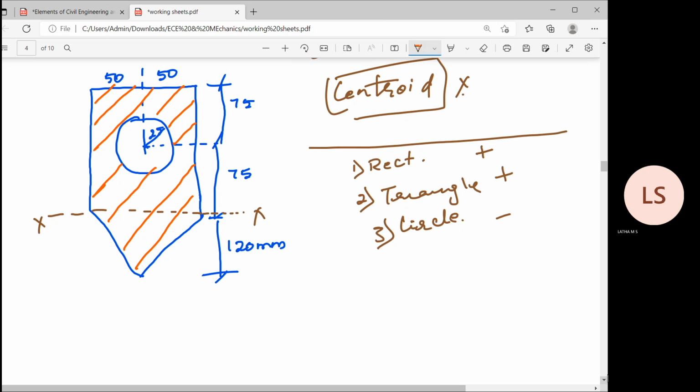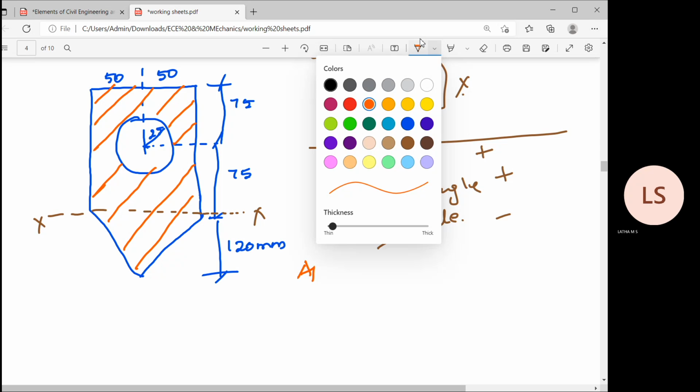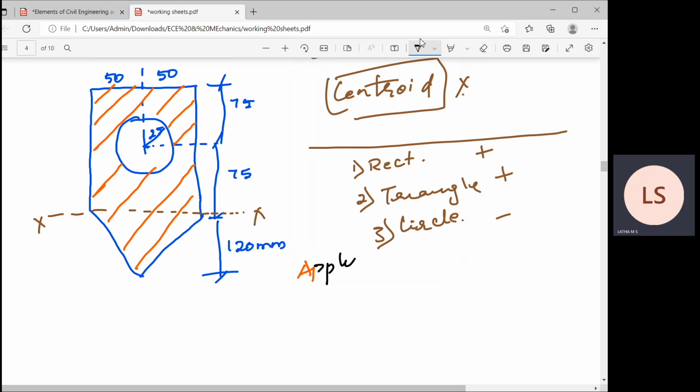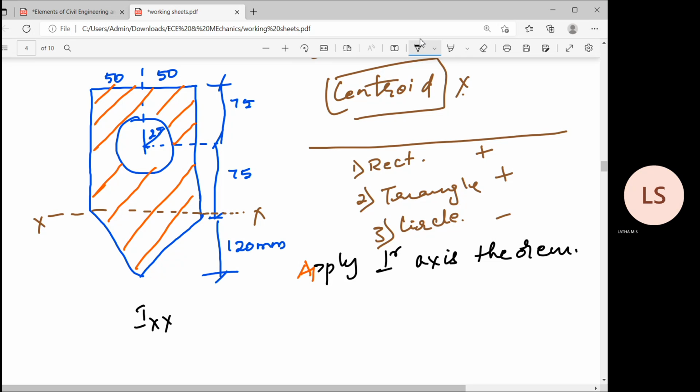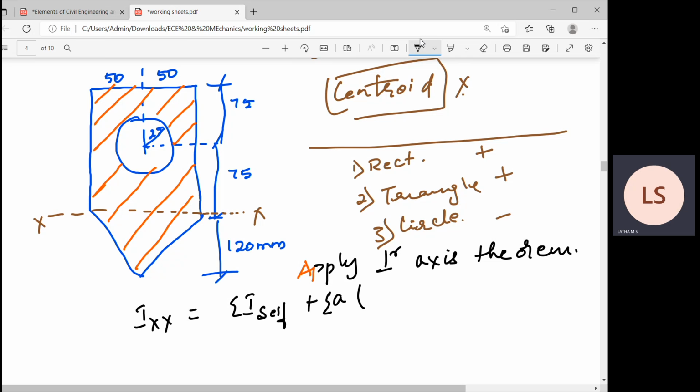I'll apply the parallel axis theorem, which says that Ixx, or the moment of inertia at any point, equals the sum of the moment of inertia of the individual body about its own centroid, plus the summation of the area times, when I'm talking about xx, the perpendicular distance has to be y. So y minus y bar, the whole square.